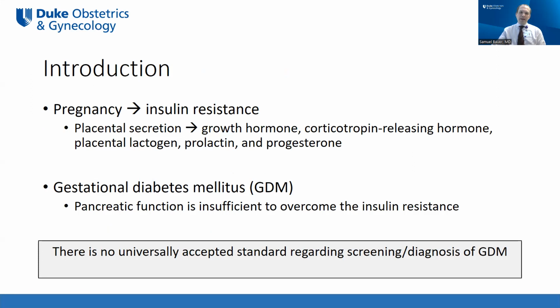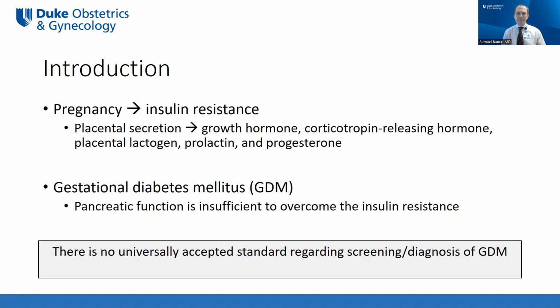We know that pregnancy is associated with insulin resistance, and this really comes from the placenta itself. You get lots of placental secretion of growth hormones and corticotropin releasing hormone, placental lactogen, prolactin, progesterone, and other hormones. Because of this insulin resistance, you ultimately develop gestational diabetes because pancreatic function is insufficient to overcome this insulin resistance from the placenta itself.